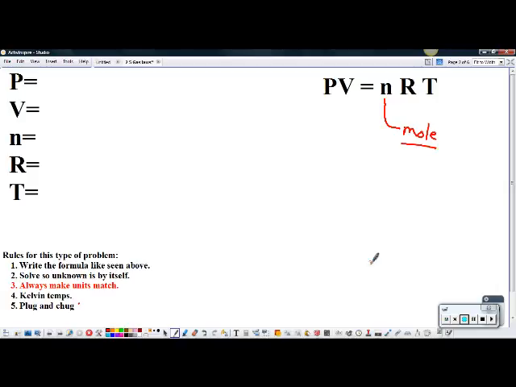Okay? The n stands for moles. The R is a constant, and it's in your book on page 384. The P, the V, and the T, you all know what they are. It hasn't changed. It's the same stuff it's been. So the only new stuff is the mole and the R and T.